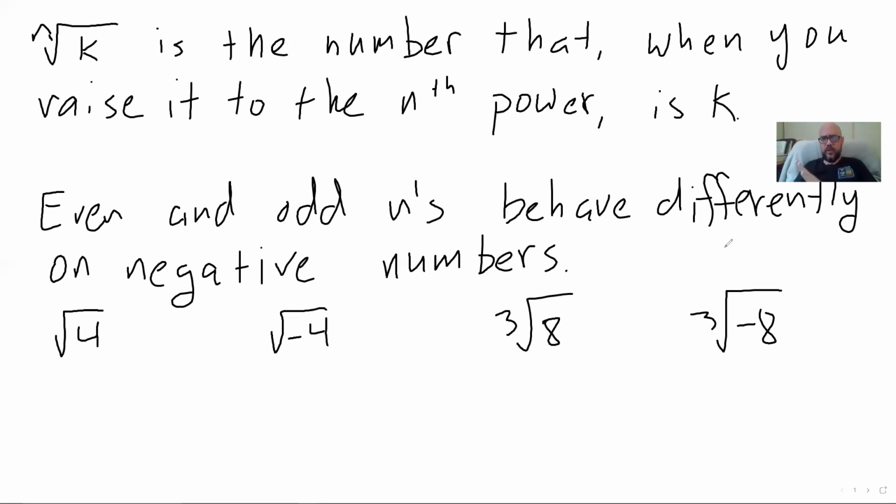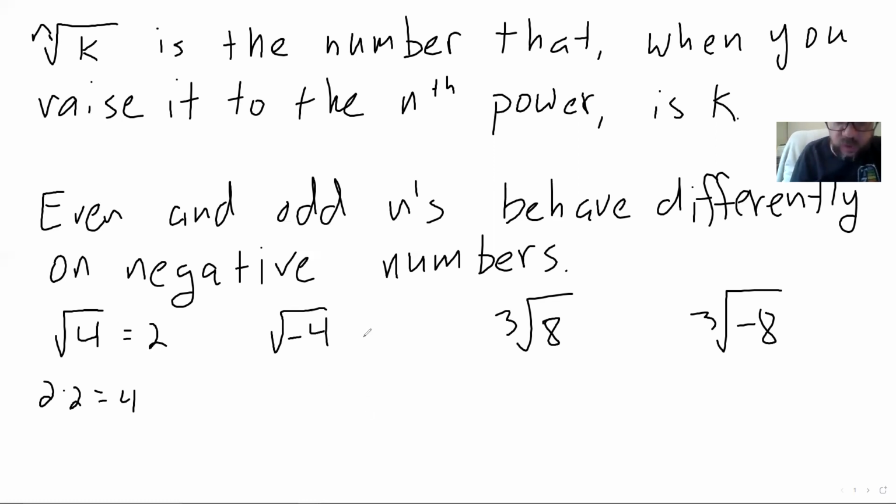But for right now, let me just say this. The square root of 4. Oh, and by the way, if there's no index written, it is secretly a 2. So this is a square root here, and this is a third root here, obviously. So the square root of 4 is 2 because 2 times 2 equals 4. So that means that this guy has to be 2.